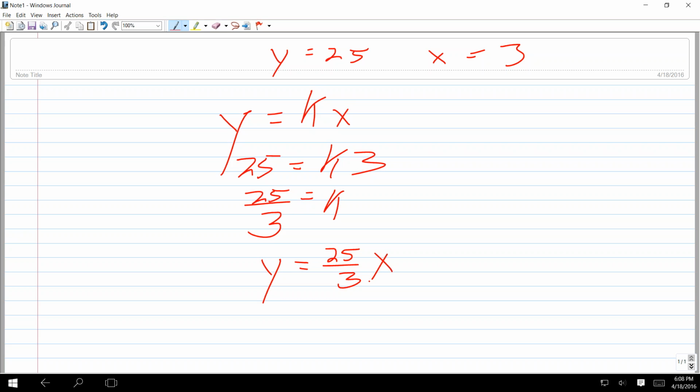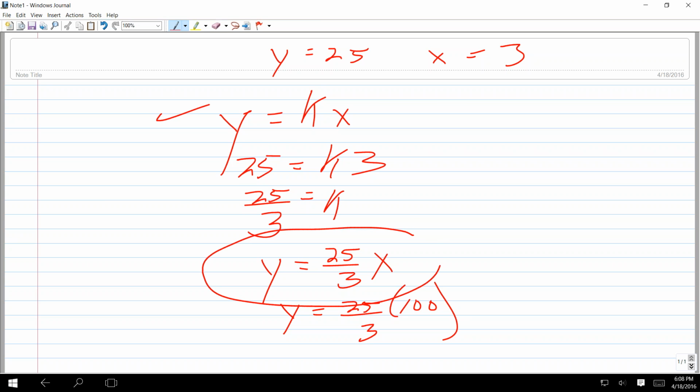And now the last part of the question was what? What is y when x is 100? So when x is 100, y is 25 thirds times 100. Okay, that makes sense. So you always start out with the general, and then you find the specific, which I've circled, and then you can use the specific equation to figure out any y given any x.